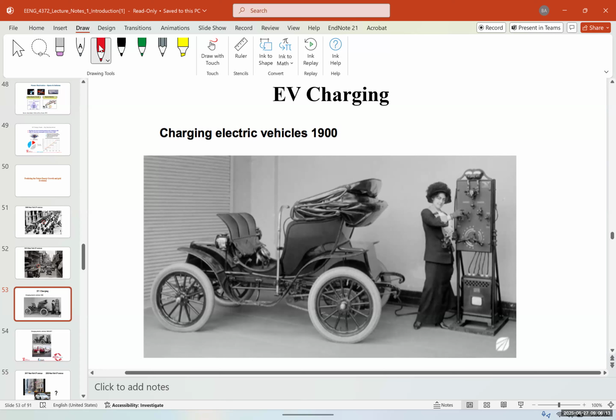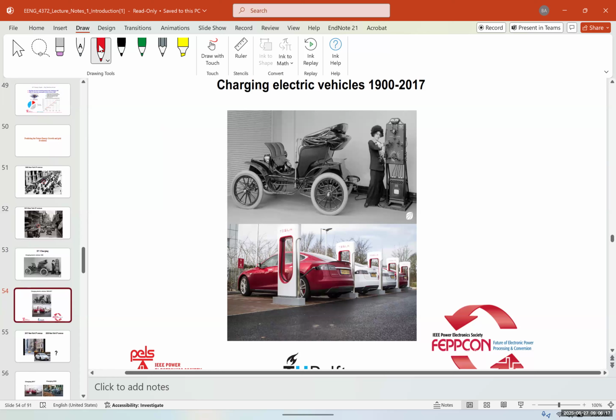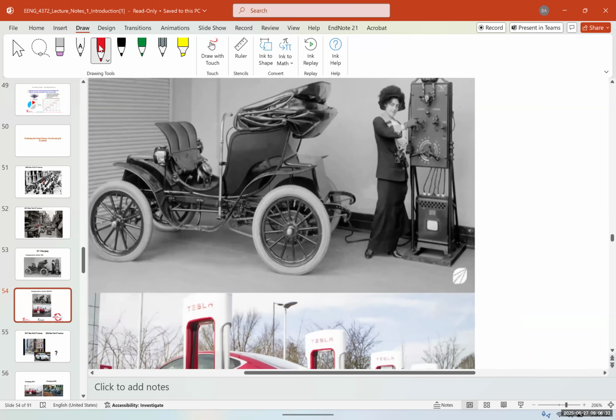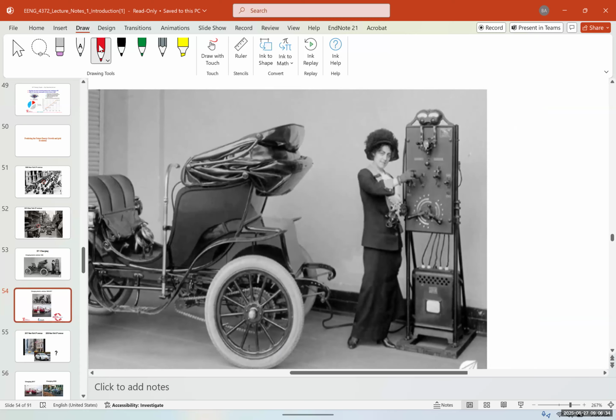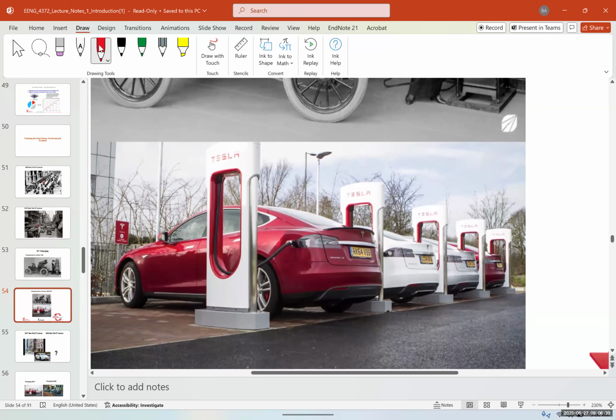So this is evolution. When power electronics came along, from 1900 to 2017 we didn't have a lot of progress until the 2010s, and suddenly in the last 10 years you can see the huge progress that has been made. Then the charger wins from this, and it's interesting.